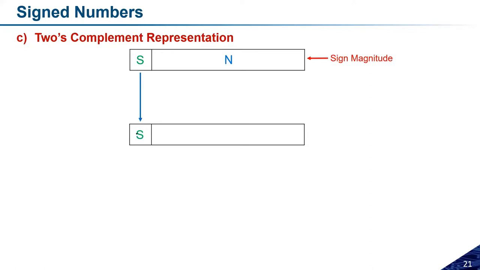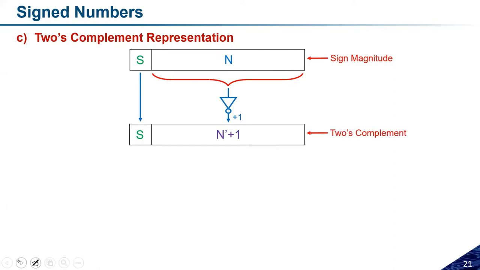Because for positive, you don't need to do anything. You will get the same kind of representation. Okay, so I have to replicate the sign bit as it is, and I have to calculate the 2's complement of this one. I have to complement, then add 1. And whatever number you get, that will become the 2's complement representation.